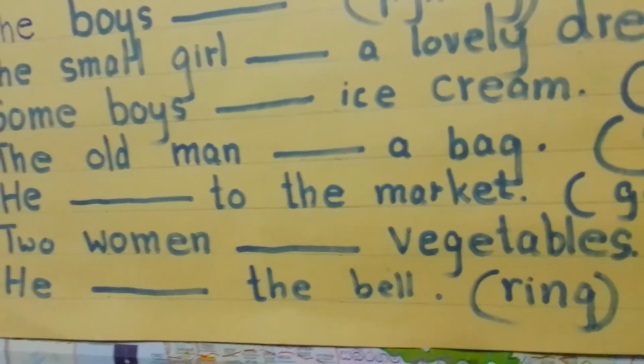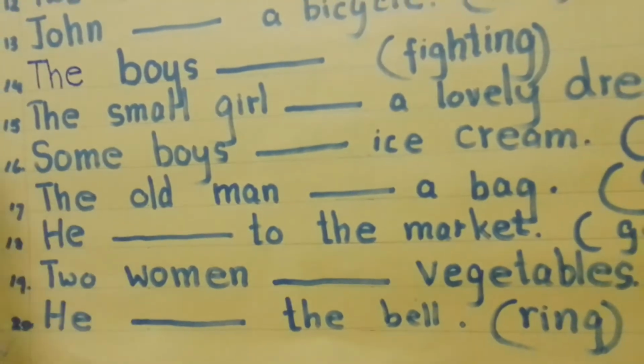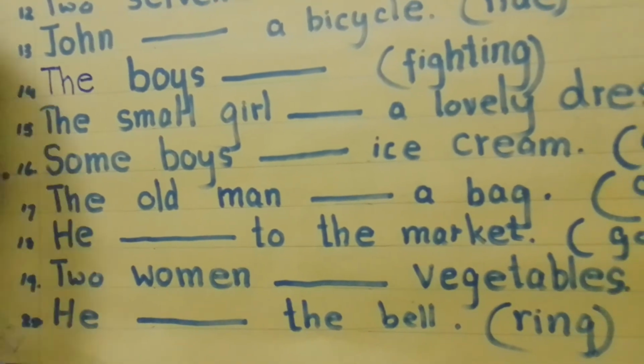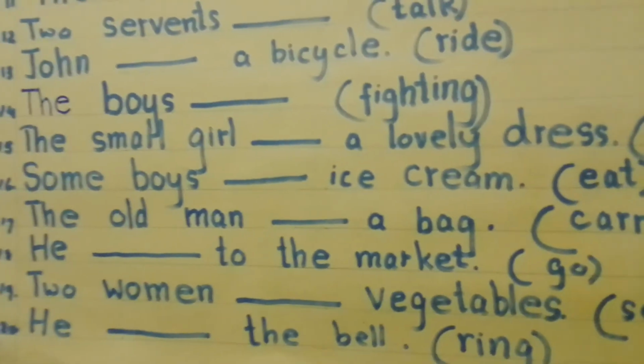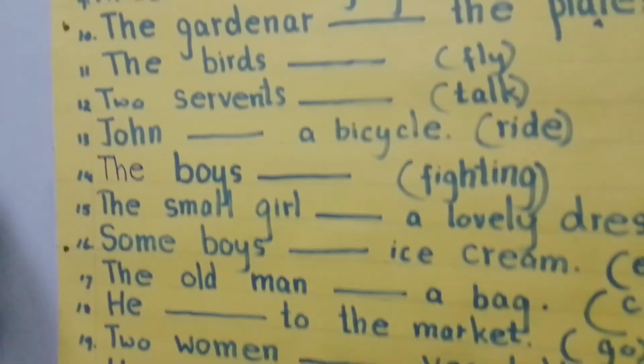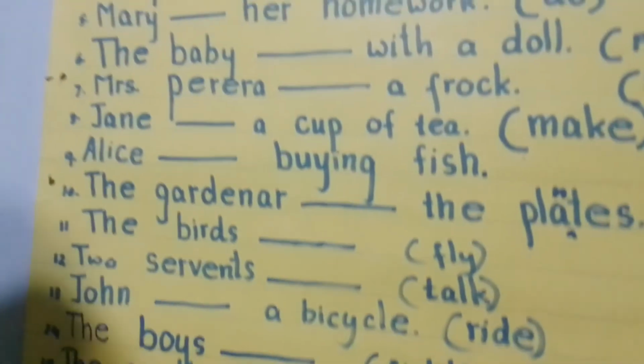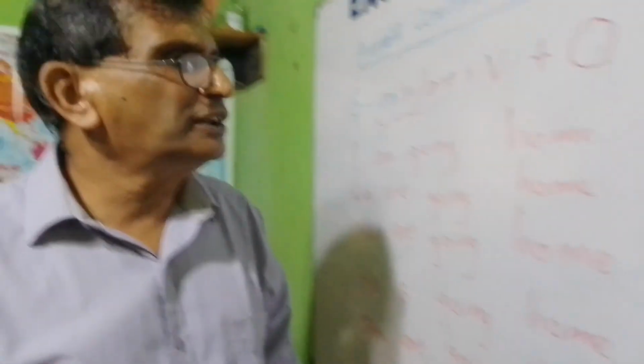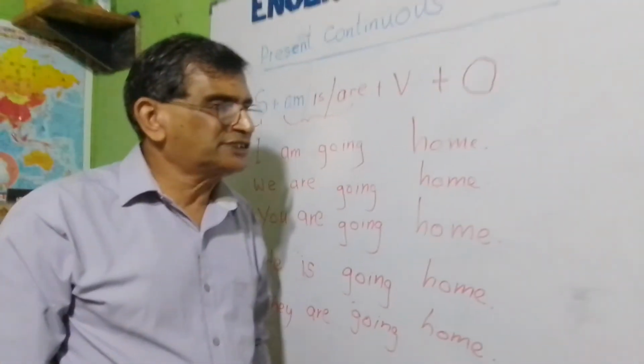Okay. When the subject is singular, you have to use is. When the subject is plural, you have to use are. When you are using I for the subject, you have to use am. Okay, students. I hope that you have understood the present continuous tense?